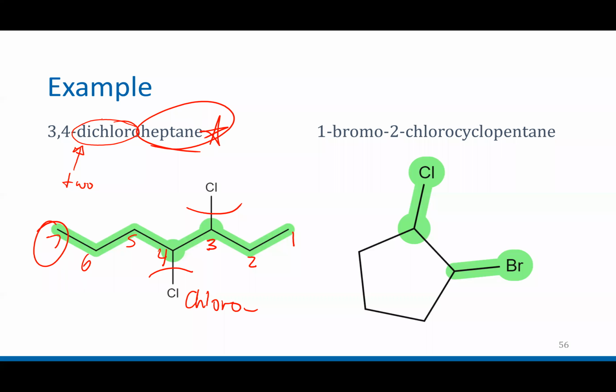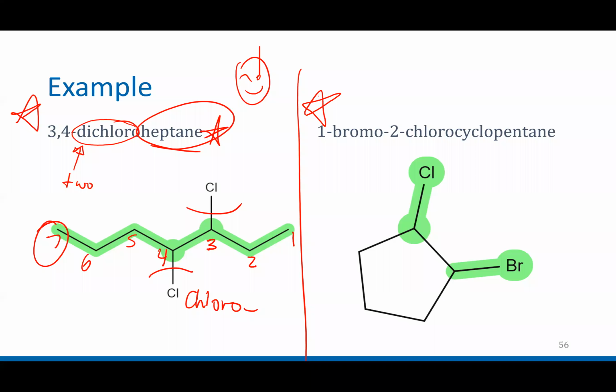So you'll always get part marks. And if you're not sure how to name something completely, write down what you do know. You should know that you have a 3 and a 4. You should know that you have heptane. So just make sure you write something down. I'll try and give you marks if I can. So this is a good question for a test. Wink, wink.